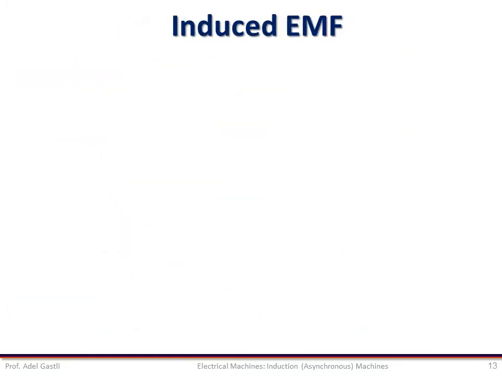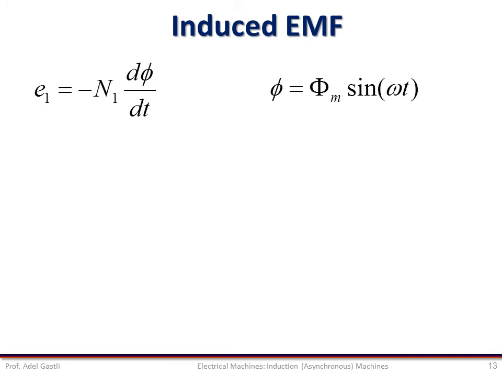Now let us look at the induced back EMF. The instantaneous value of the induced voltage in an N-turn coil is given by this equation, which is e1 equals minus N1 d phi by dt. Considering a sinusoidal expression of the flux, phi equals phi m sine omega t, where phi m is the maximum flux and omega is equal to 2 pi f. f is the frequency of the supply voltage.